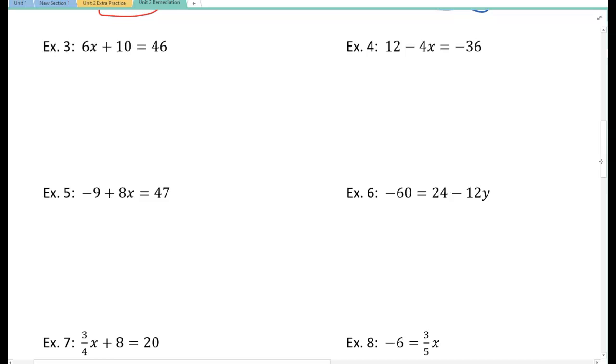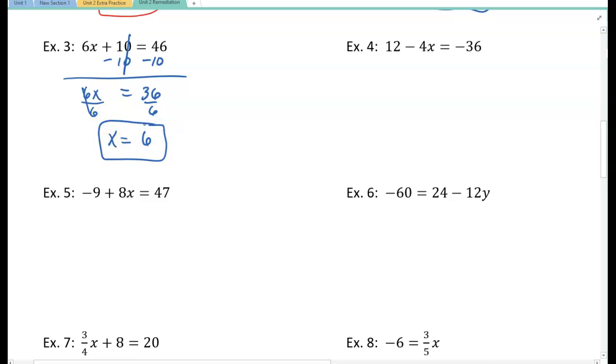Number 3, right away I look, 6x plus 10 equals 46, right? I'm getting x by itself, so I have to get rid of the 10 first because that's linked by addition. Since it's positive, I subtract it from both sides. 6x, those eliminate, equals 46 minus 10 is 36. Now, how do I get rid of the 6? Divide by 6, and x is equal to 6.